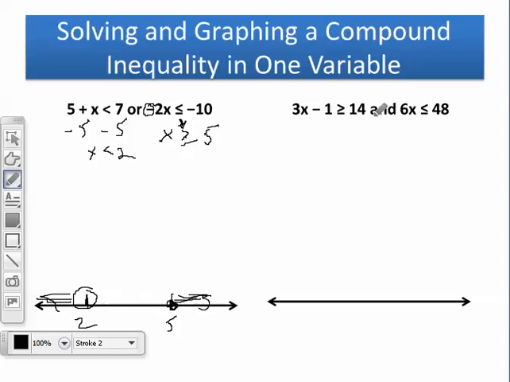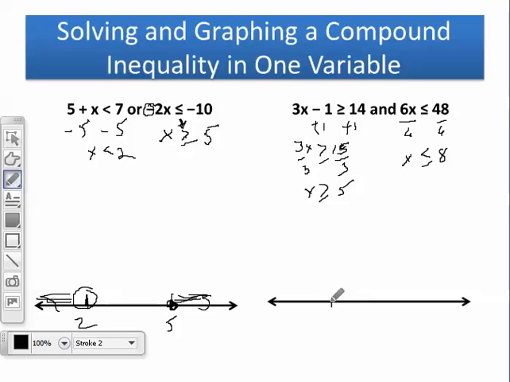So over here, once again, two equations, gotta solve them both. So I'm going to add 1 to both sides of this equation and get 3x greater than or equal to 15. Divide by 3, and I'm going to get x is greater than or equal to 5. And then over here, when I divide by 6, I'm going to get x is less than or equal to 8.